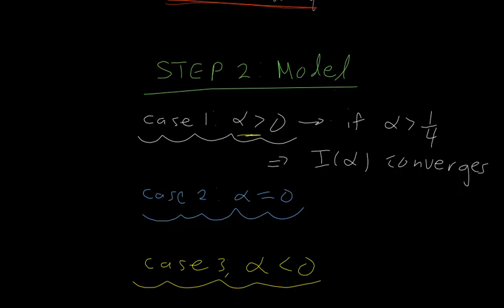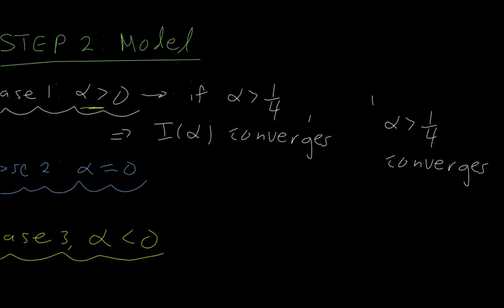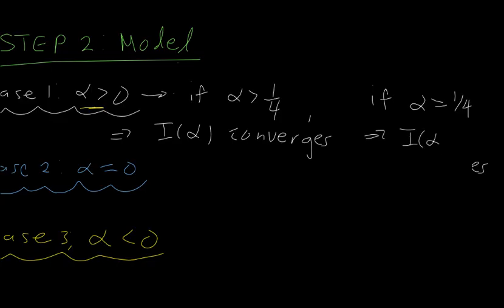Now, if alpha is equal to 1/4, the integral behaves like a borderline 1/x case, so it will diverge. So if alpha equals 1/4, that will imply that I of alpha diverges. I won't go into it. I only have so much time. You can ask me questions in the chat, and you can verify the math too if you want for homework.